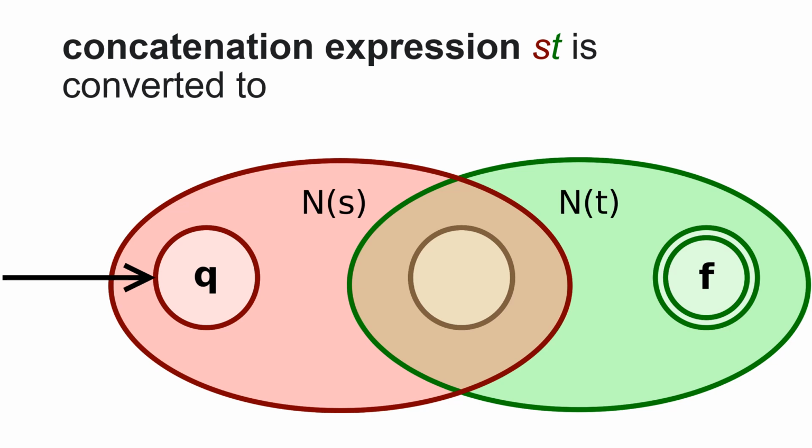The final state of N of S, maybe writing like this will make it clear, becomes the initial state of N of T. And the final state of N of T, which is right here, becomes the final state for the whole NFA. So basically, we're just going to read all of the states for S concatenated with T, and then draw arrows out to the start of N of T.